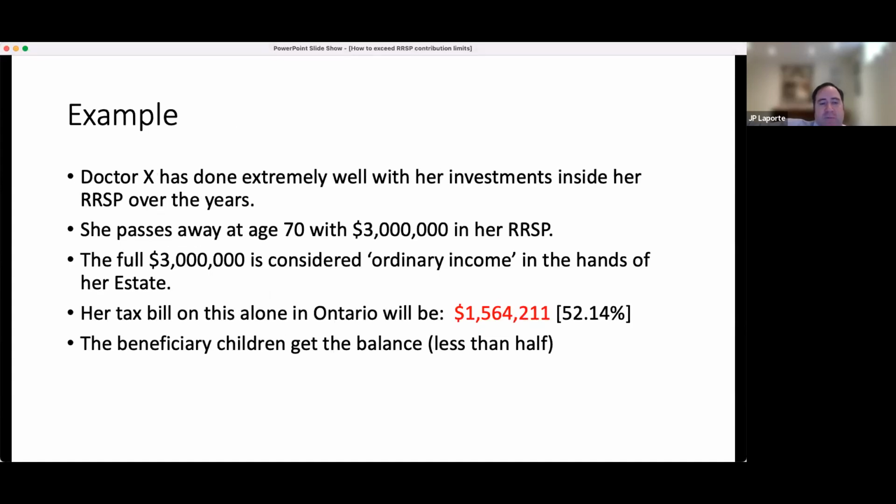So here's a quick example. Dr. X has done extremely well with her investments inside her RRSPs. She passes away at age 70. She was trying to defer having to pay that tax as long as possible.